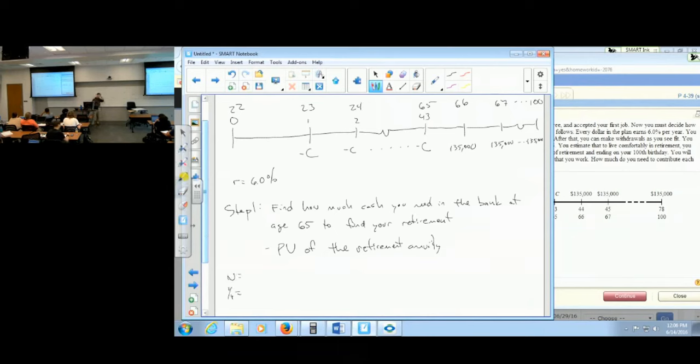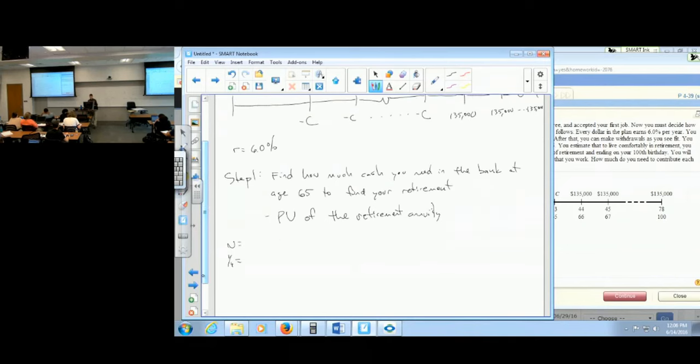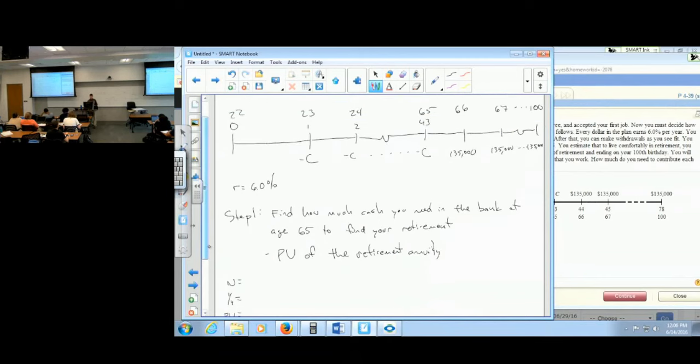The way the problem is presented is the timing of the cash flows. We've got an ordinary annuity. We can use the present value of the annuity formula, or we can use this cool new tool we picked up. Let it do some of the legwork for us. What's the number of payments? What's my N on the retirement annuity? How'd you figure that out?